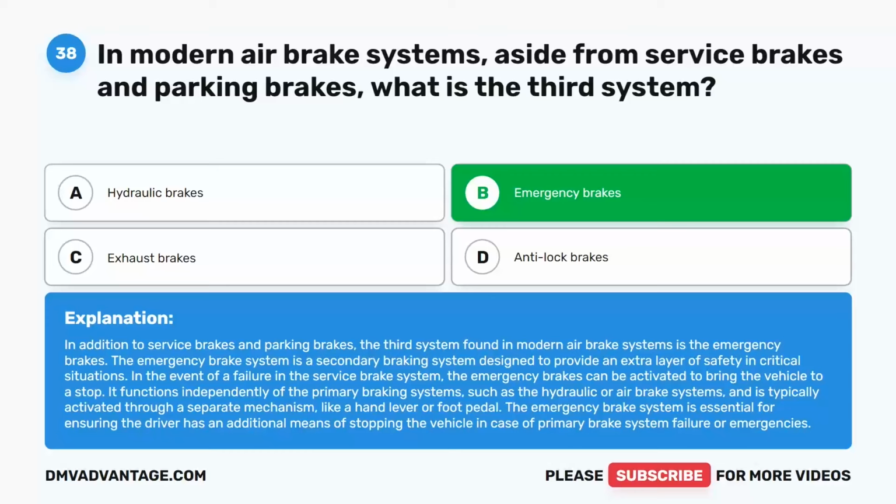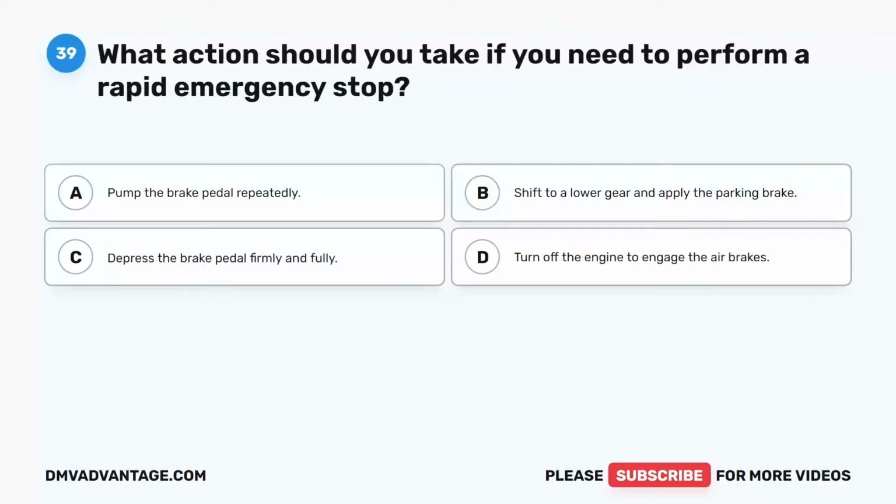It functions independently of the primary braking systems, such as the hydraulic or air brake systems, and is typically activated through a separate mechanism, like a hand lever or foot pedal. The emergency brake system is essential for ensuring the driver has an additional means of stopping the vehicle in case of primary brake system failure or emergencies.